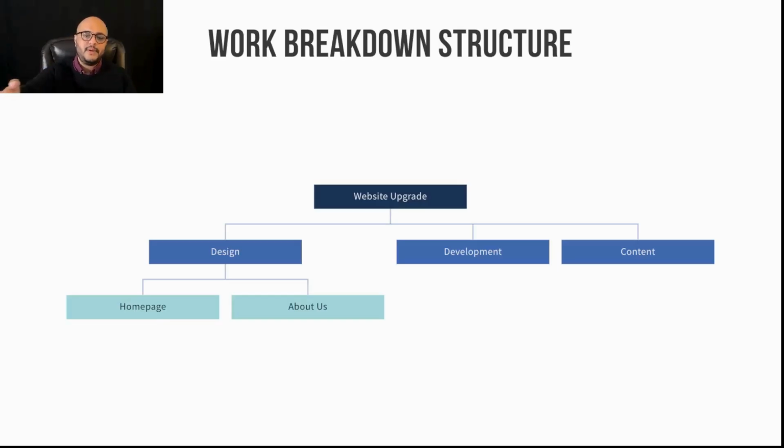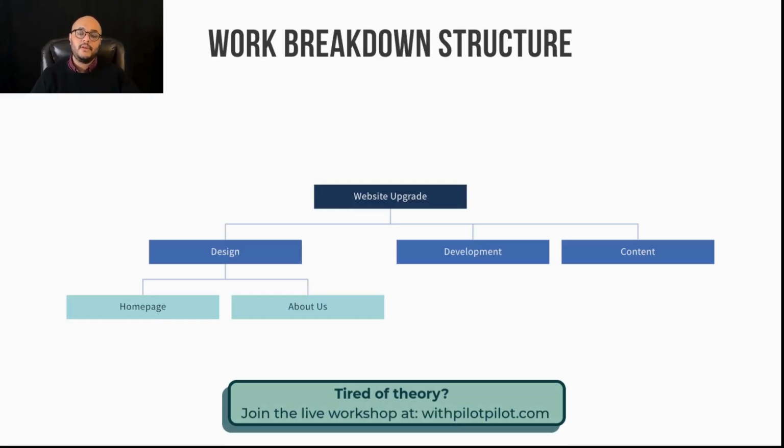If you stop it at, let's say, the level of design, what am I supposed to do? So work breakdown structure is really useful because it can take your scope and start to break it down into the different activities and different work packages that you need to perform to produce that final deliverable.